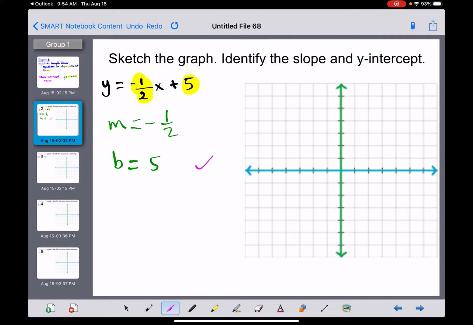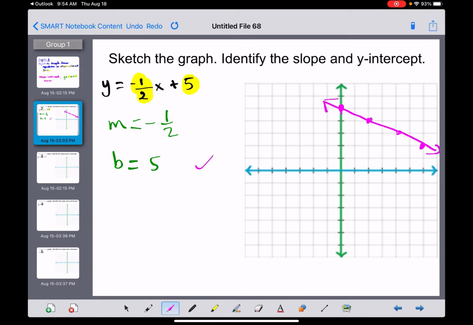From there you count up 5, 1, 2, 3, 4, 5 right here. And since our slope is negative, that means we go down 1 to the right 2, okay? And then down 1 to the right 2, you see that? And then down 1 to the right 2 to get the other dots, okay? And then continue the pattern until you get all of the other dots. I'm gonna erase this right here, connect the dots, and that's your line. So that's number 1, okay?